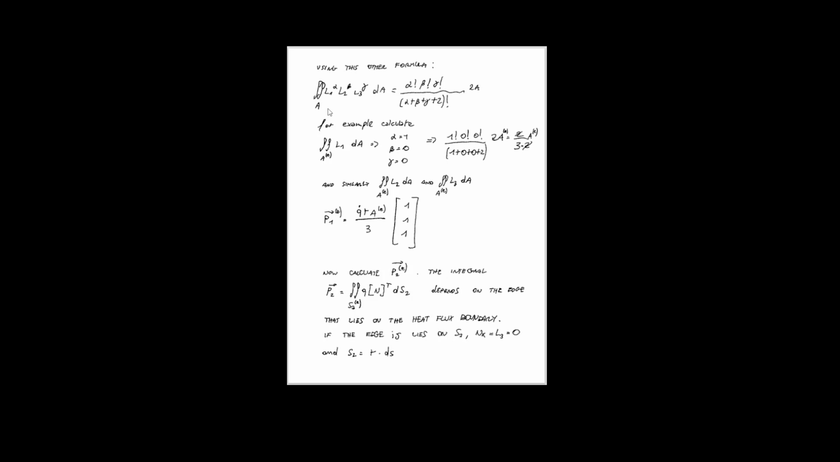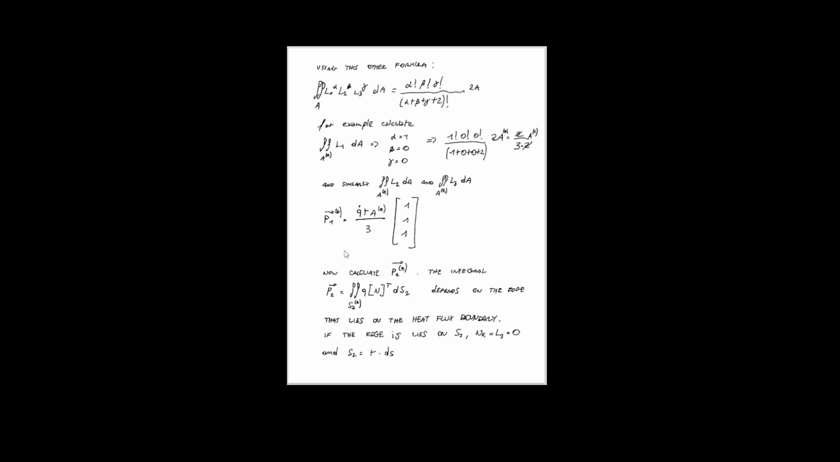we will use now. For example, we can calculate the integral of L1 over the area AE, with alpha equal to 1, beta equal to 0, and gamma equal to 0. Performing the calculation as stated here, we obtain 1/3. Similarly, we can perform the calculation over L2 and L3, and this is the expression for P1.